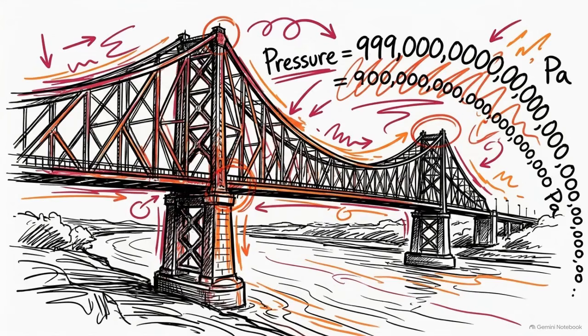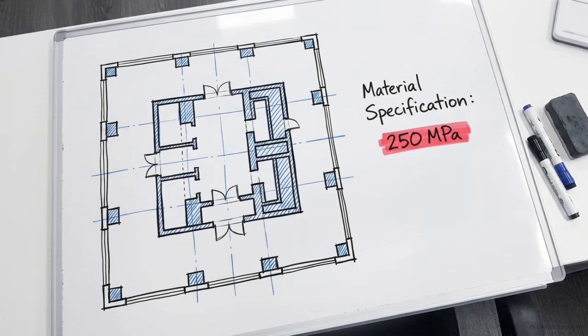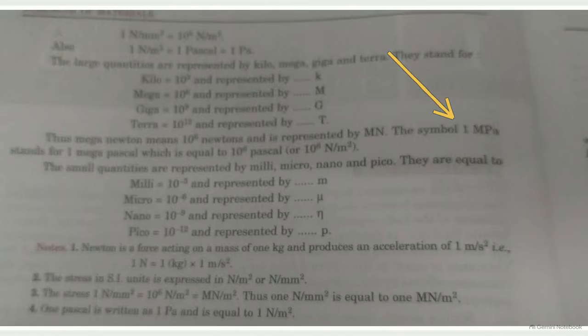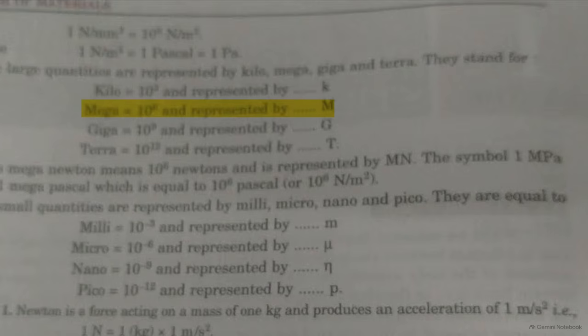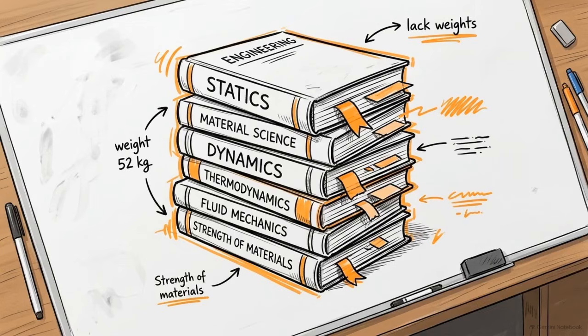Because of this, using pascals to calculate the strength of things like steel or concrete would lead to inconveniently large numbers. To keep our calculations manageable when designing large structures, we use larger units. This is where the megapascal, or MPa, comes in. As you can see in this textbook excerpt, mega represents 10 to the power of 6. That means 1 megapascal is equal to 1 million pascals. You'll find MPa used throughout engineering textbooks to describe the strength of materials.